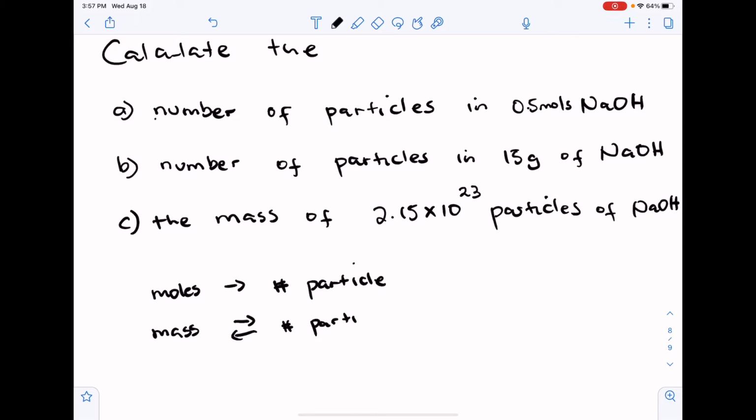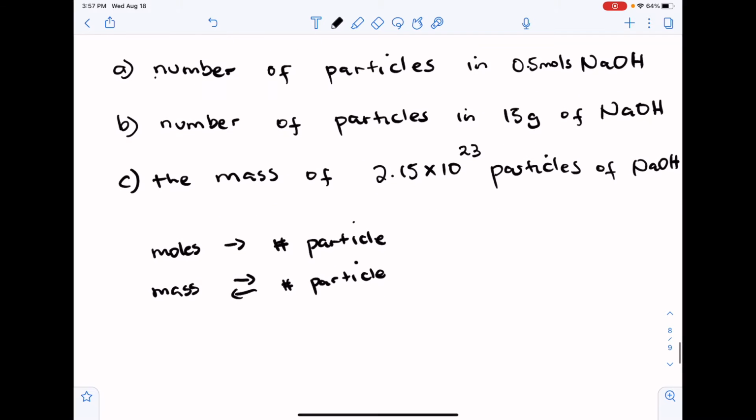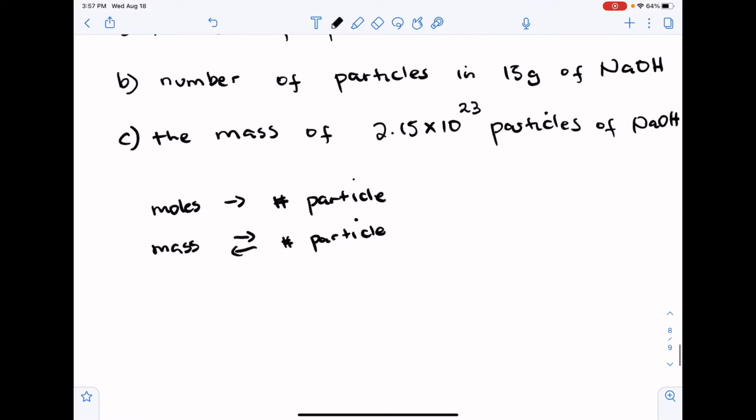Everything is balanced by moles, so we have to go through moles before we can go to the other side. If we're given the mass, we use mass over molar mass to get moles, and then multiply the number of moles by Avogadro's number, or 6.02 times 10 to the 23. That is called Avogadro's number.